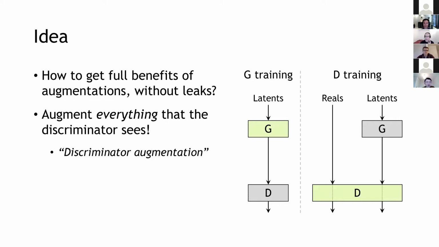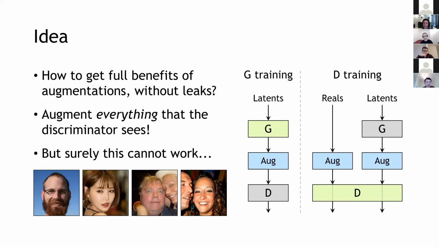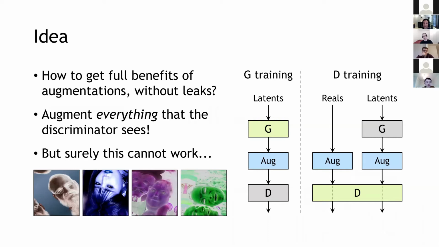In addition to augmenting the real images from the training data, we'll also be augmenting the generated ones. So basically everything that the discriminator sees is going to be augmented, both when training D itself and also when training G. So while the idea is pretty simple, it's not immediately obvious why it would even work. Because if we want the generator to produce something like this, it's not clear how the discriminator could provide meaningful feedback if it only sees something like this.